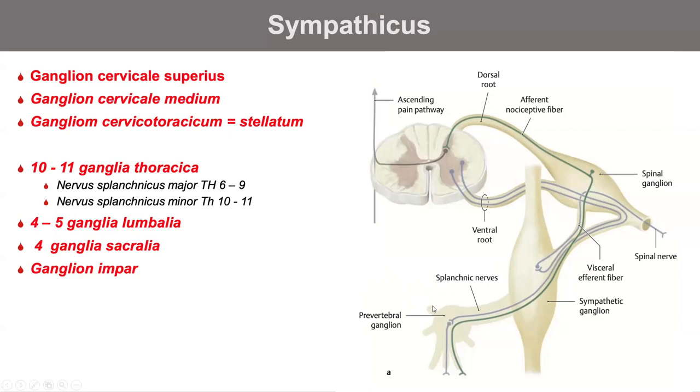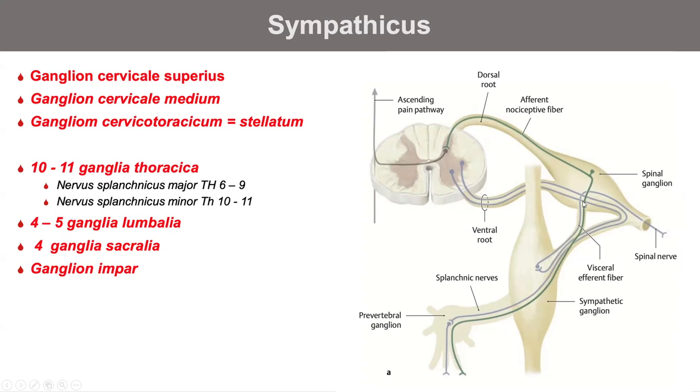So they are joining with the parasympathetic and make the plexuses, and then the postganglionic fibers reach the target. Also, they have visceral afferent fibers, or sensory fibers, like stretch and pain, that are carried along the same pathway of the splanchnic nerve.